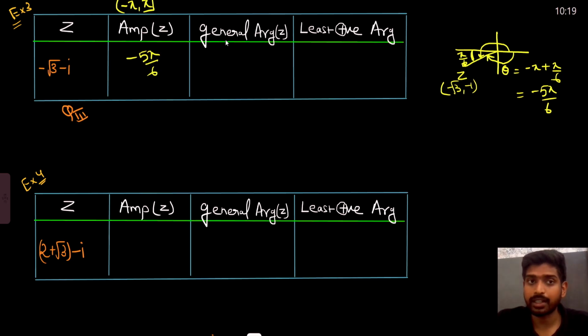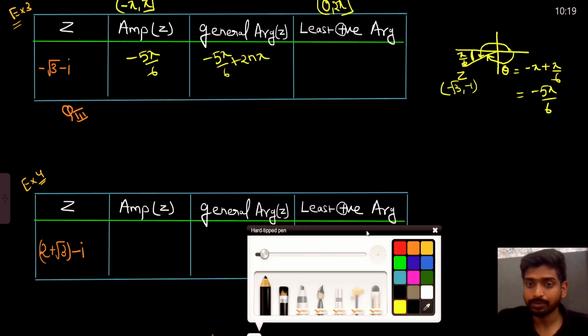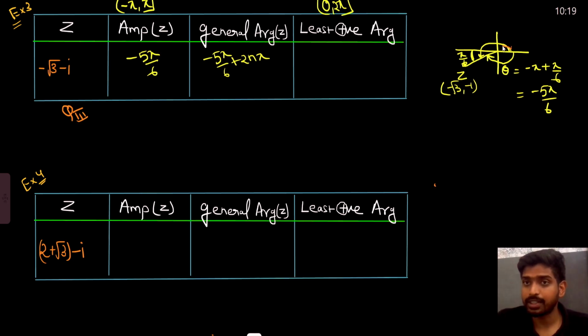What is general argument? General argument is nothing but in this we have to add 2n pi. So minus 5 pi by 6 plus 2n pi. Now next, what is least positive argument? See, this one in this case is not positive, right? So now we'll find the answer which is in 0 to 2 pi, 0 open, 2 pi closed. So we have to find the measure of this angle. This angle measure is pi plus pi by 6, which is 7 pi by 6. Got it?